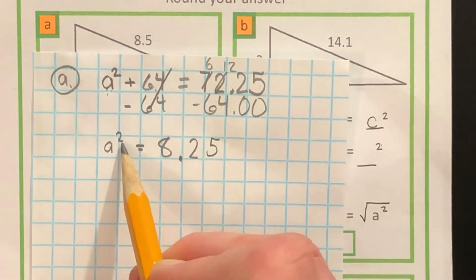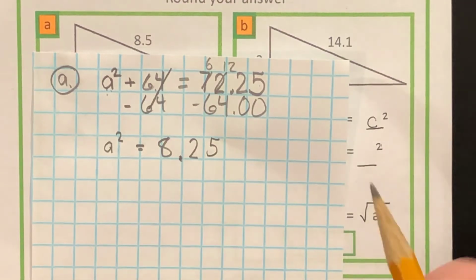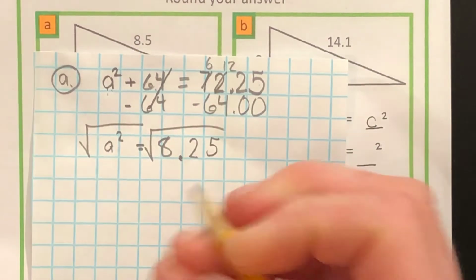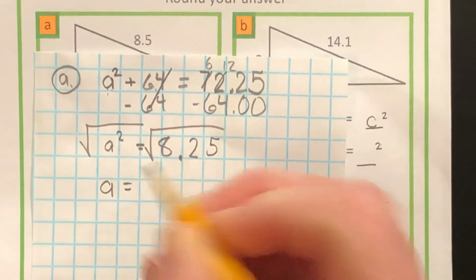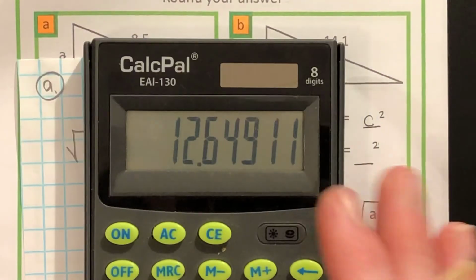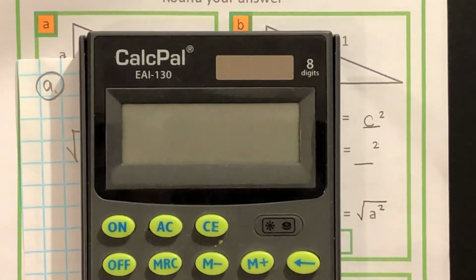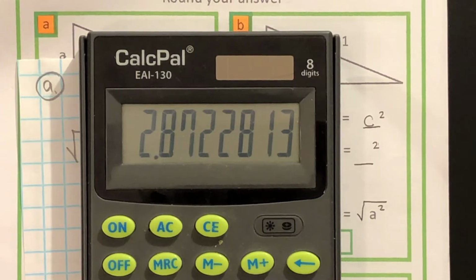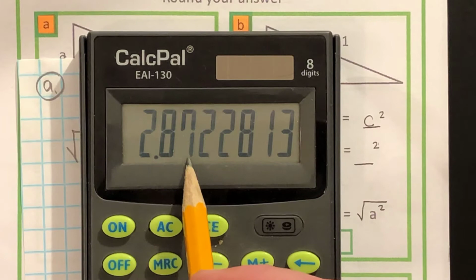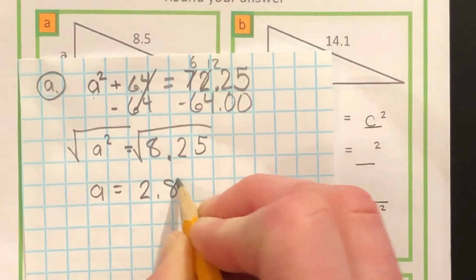So to undo the squared, I do the opposite. The opposite of square is square root. So I'll do the square root of those. The square root of a squared is a. The square root of 8.25 will be revealed to us by the calculator. 2.87. 2 rounds down, so the 7 will stay 7. So 2.87. A equals 2.87.